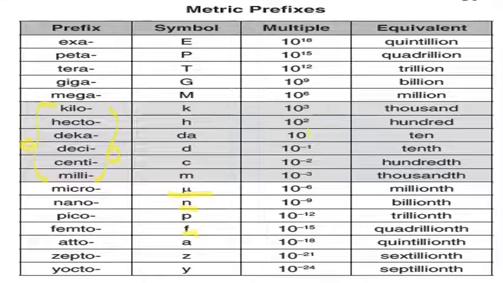Next is atto, or we have small letter a. 10 to the power of negative 18, or it is equal to quintillionth. Sabtan? Nakasabtan na ba class? Okay, zepto, or small letter z, 10 to the power of negative 21, or it is equal to sextillionth. Next is yocto, or small letter y. We have 10 to the power of negative 24, or it is equivalent to septillionth.